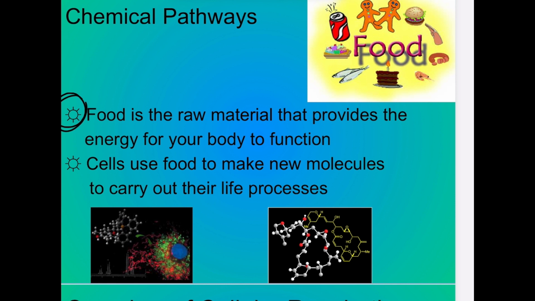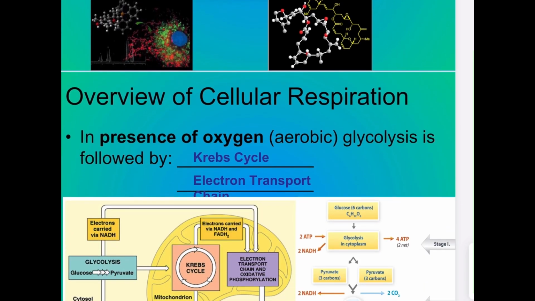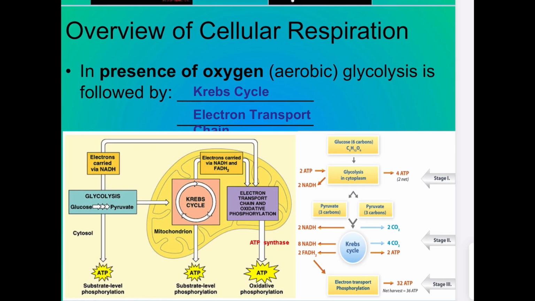So, food for humans is basically the raw material that provides all of the energy for your bodies to function. And so your cells are going to use the food that you eat to make new molecules. And what's important is that those new molecules are called ATP. It stands for adenosine triphosphate, but we can just go ahead and abbreviate it as ATP. Those molecules are going to give the energy that's needed for your body to carry out all the life processes necessary for your body to function. And so what we need to know is, how does this process work?